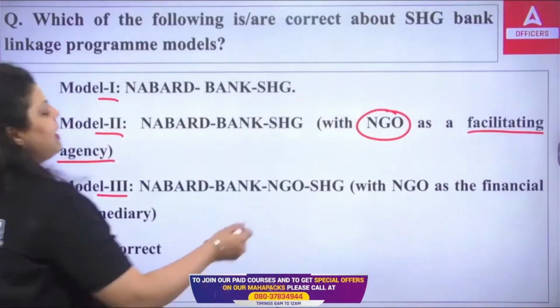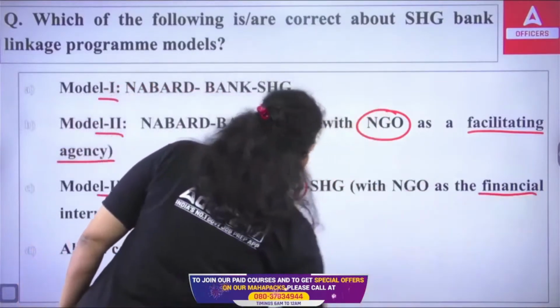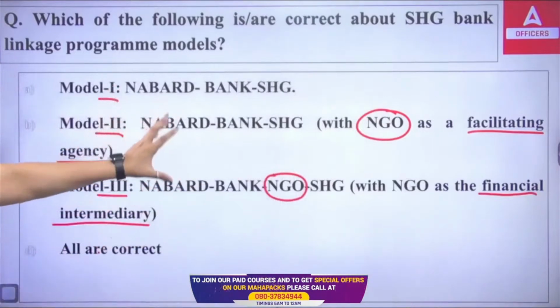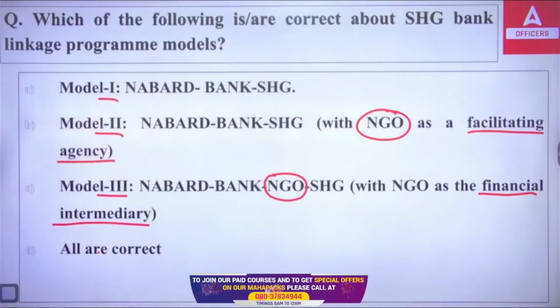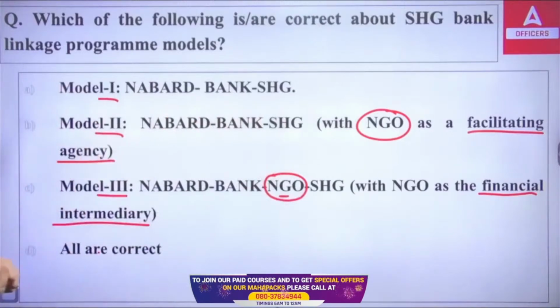Model 3 says NABARD, bank, NGO, self-help group will be there. Here the NGO will be involved as what? As the financial intermediary. So here the NGO is not only a facilitating agency, it is working as a financial intermediary. So what do you think, which of the following is correct? The right answer here will be all are correct.